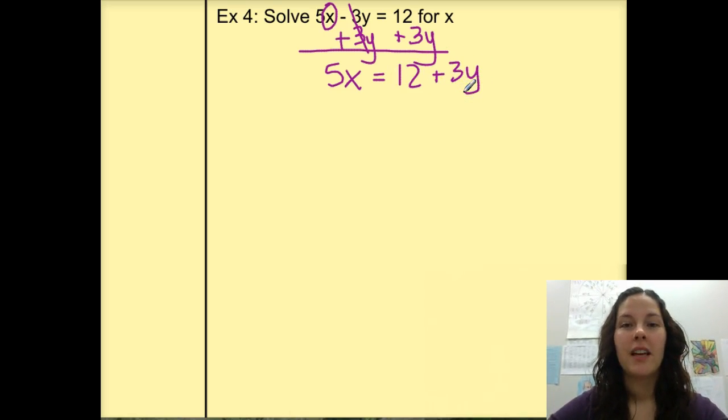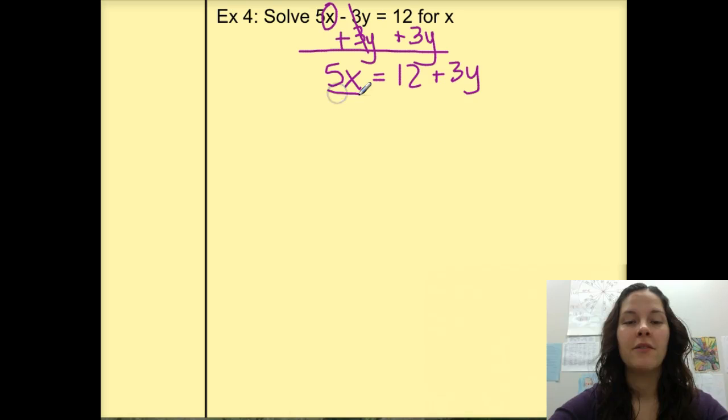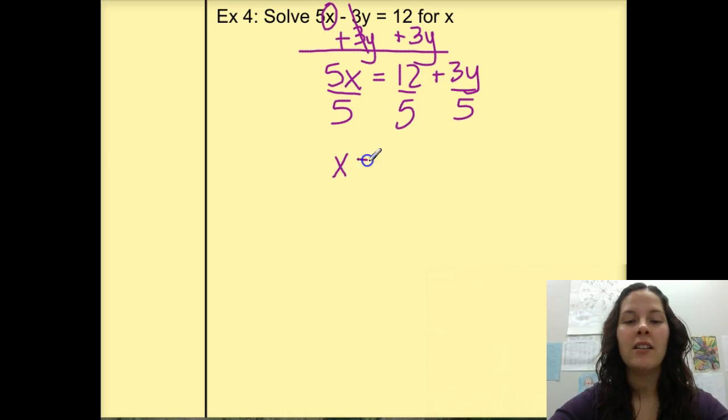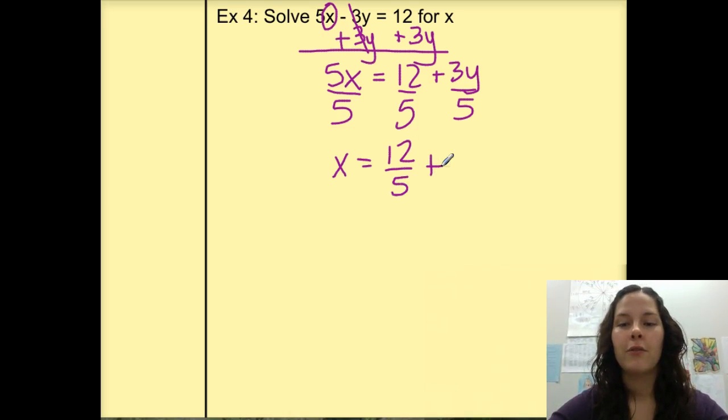Again, you can add in any order. So if you want to put your 3y term first and have 3y plus 12, that works too. Finally, we're going to solve for x by dividing everything by 5. So make sure whatever you do to one side, you do to the entire other side. On the left-hand side, we get just x. On the right-hand side, 12 over 5 cannot be simplified, and neither can 3 over 5. So we have our expression x equals 12/5 plus 3/5 y.